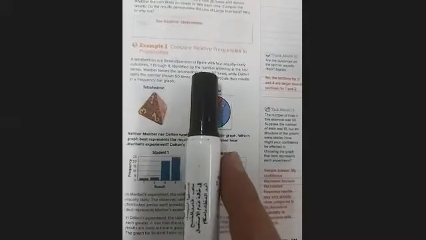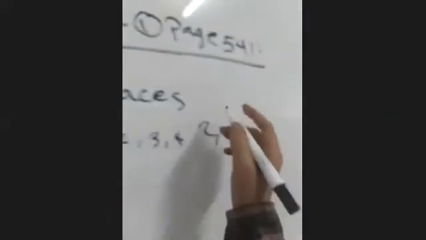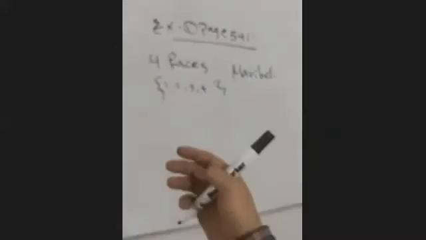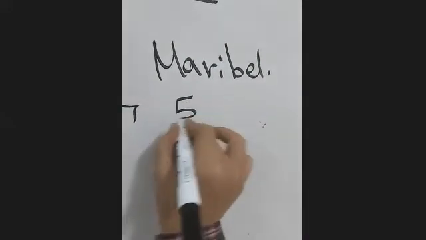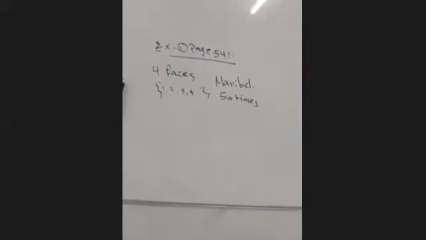This is the spinner. Continue. Identified by the number showing at the top vertex. Maribel tosses the tetrahedron shown 50 times, while Dalton spins... wait a moment. We have Maribel, this is for whom? Maribel, right? And she tossed this tetrahedron how many times? 50 times. I'm analyzing the question, guys.